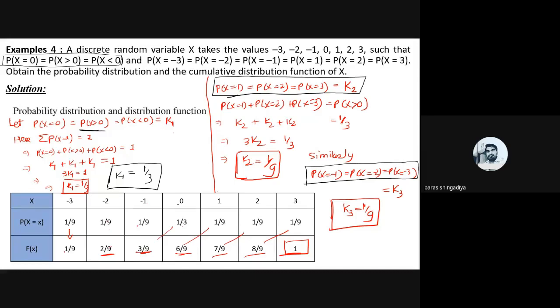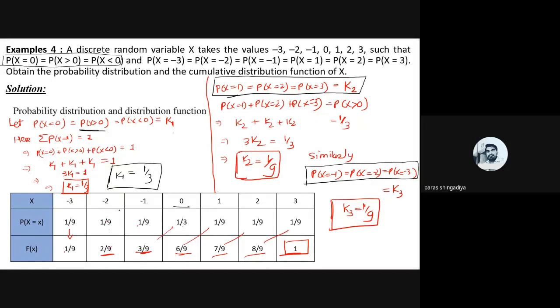Okay, so prepare the table, and fill in these values: -3, -2, -1, 0, 1, 2, 3. The probability for -3 is 1/9, for -2 is also 1/9, for -1 is 1/9. The probability for 0 is 1/3. For 1, 2 and 3, it is also 1/9. Okay, so this is the distribution table.